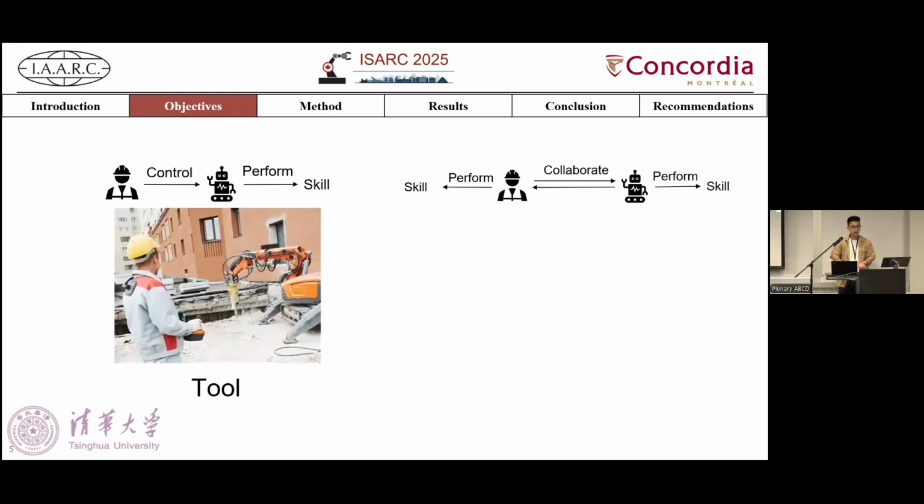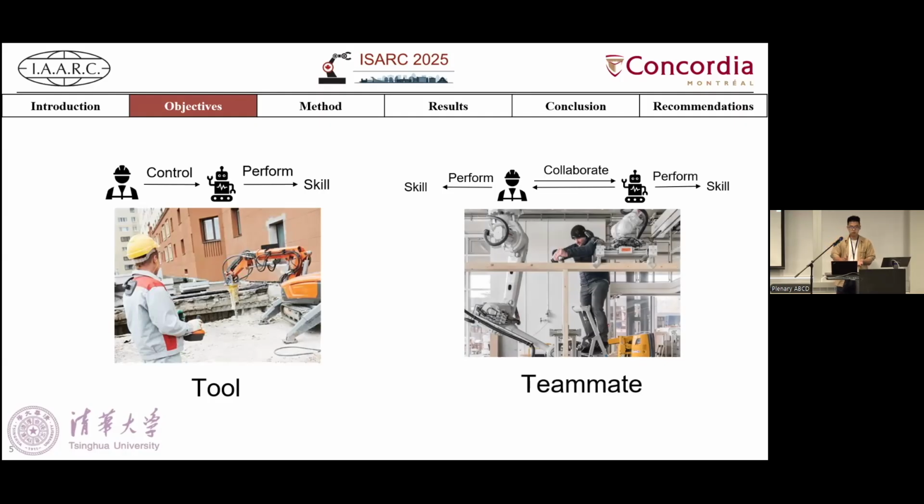And to do this, the role of the robot must evolve. They must shift from simple tools, which means being remotely controlled by the worker, to what we call a true teammate that can collaborate with workers with a high level of autonomy. To achieve this shift, it requires the robot to have behavioral decision-making ability. That means it can determine what to do and when to do it.